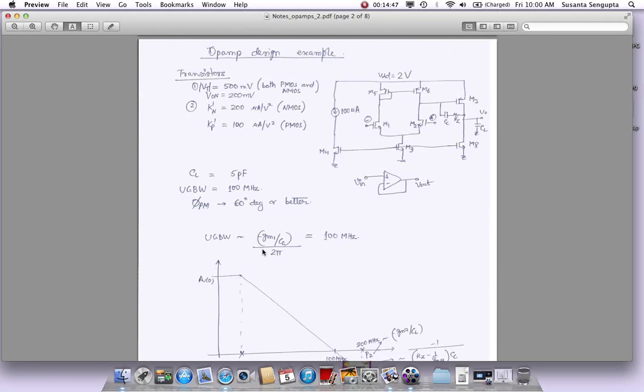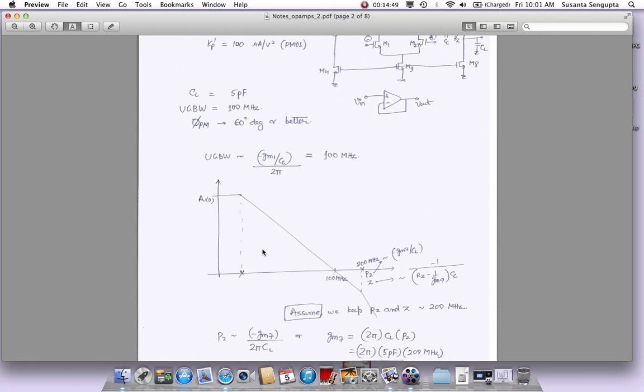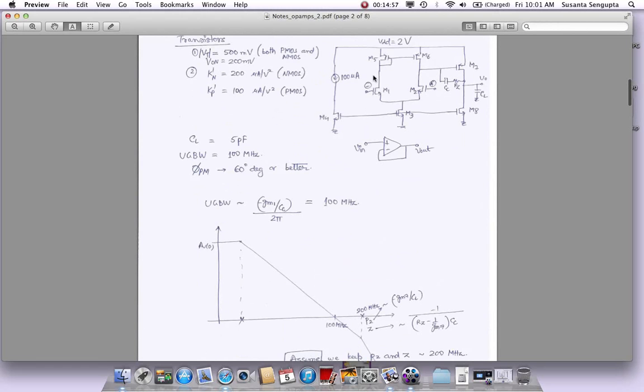So let's start with some of the formulas that we already know. We know the unity gain bandwidth is roughly gm1 over CC. Right, we looked at it previously, and that is equal to gm1 over CC is the unity gain bandwidth.